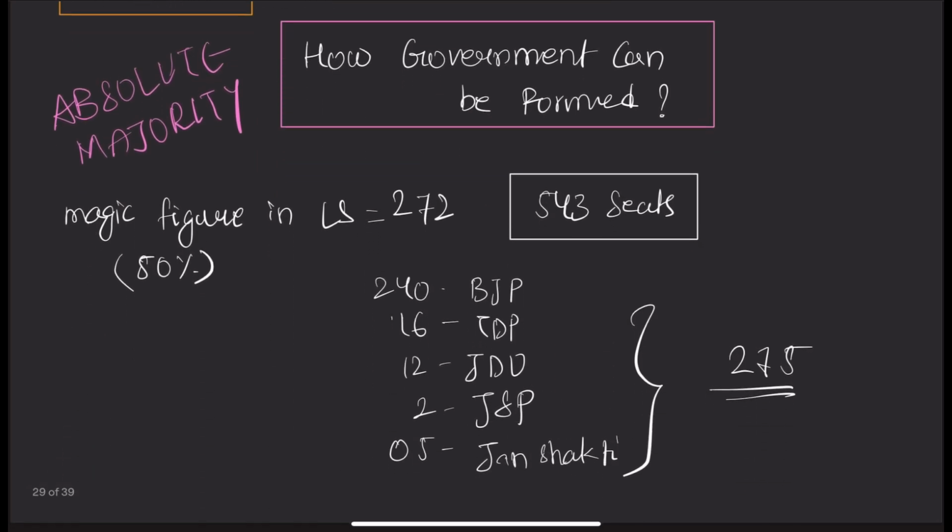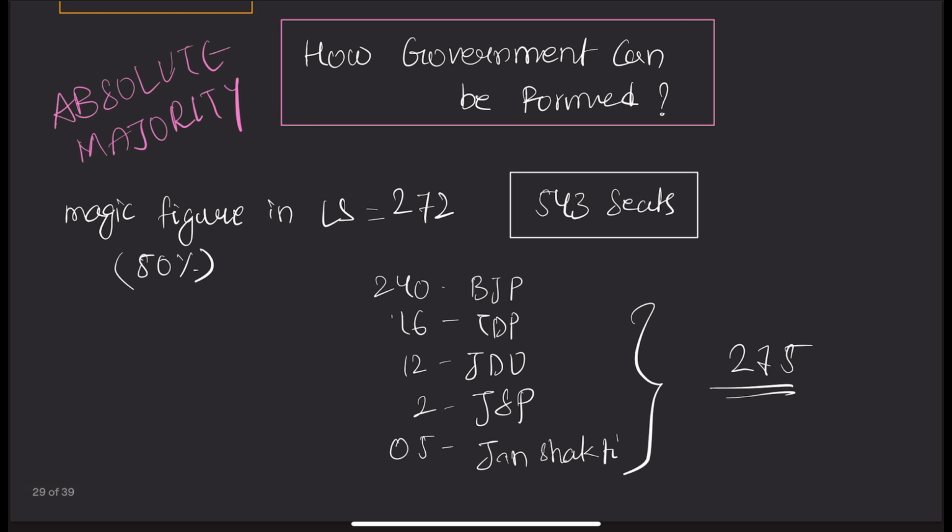Let's see what is absolute majority. How are the governments formed? Governments are formed through absolute majority. What is this absolute majority? It is more than 50%, which is also called the magic figure in Lok Sabha. Of course, we need MPs in Lok Sabha to form the government. Half of 543 will be 272. More than 50%, that is 272.